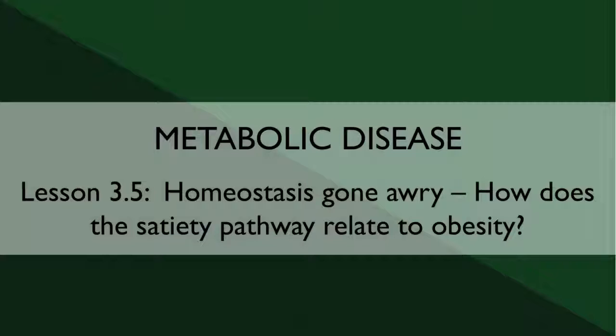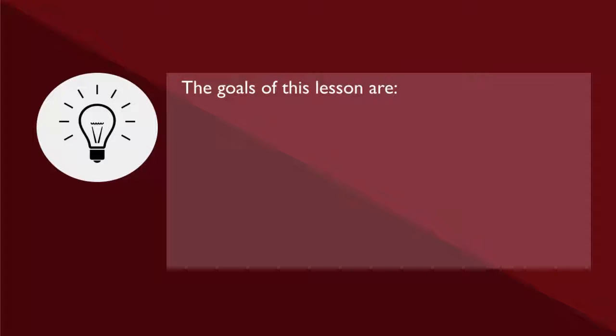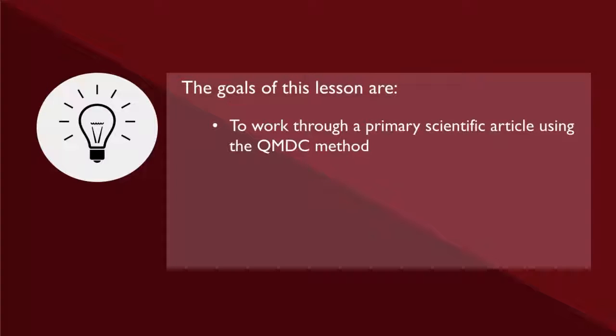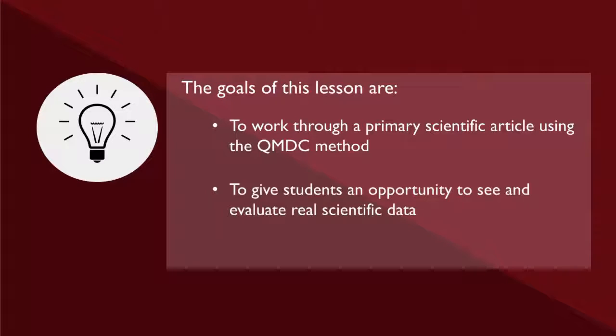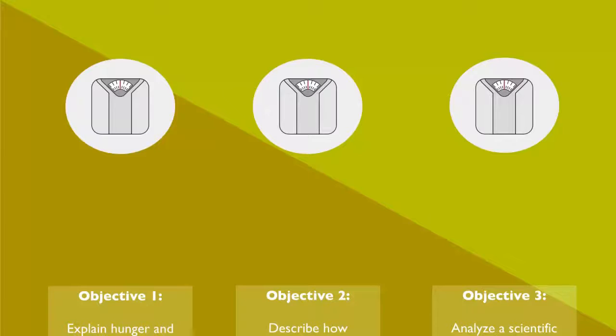Lesson 3.5, Homeostasis Gone Awry. How does the satiety pathway relate to obesity? The goals of this lesson are to work through a primary scientific article using the QMDC method and to give students an opportunity to see and evaluate real scientific data.